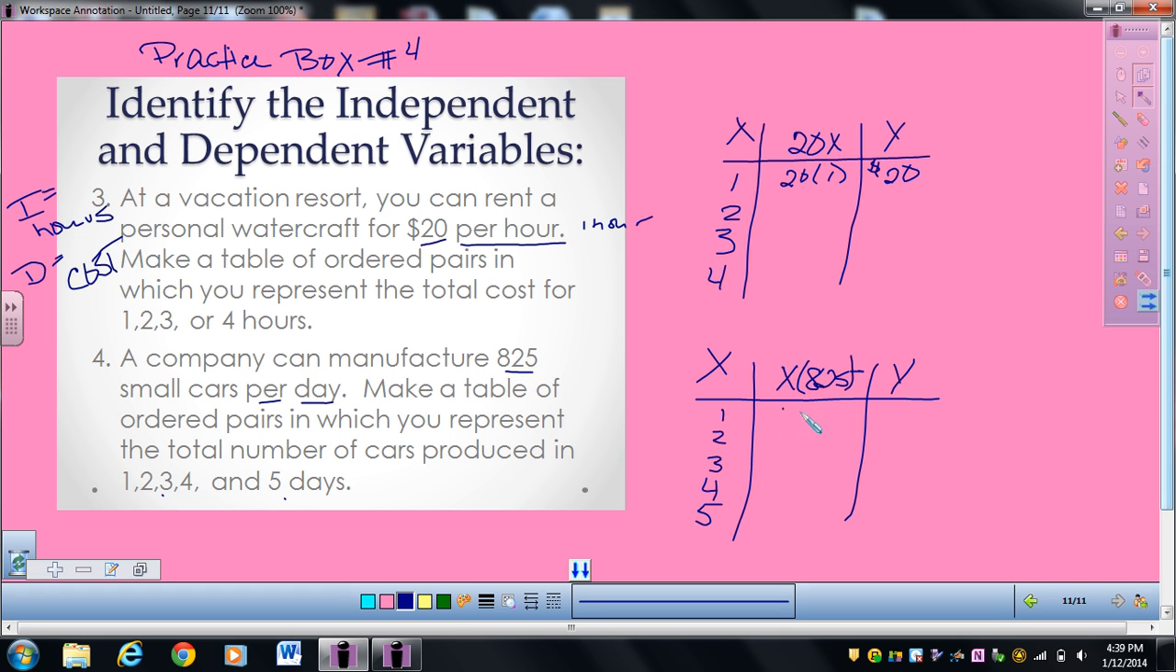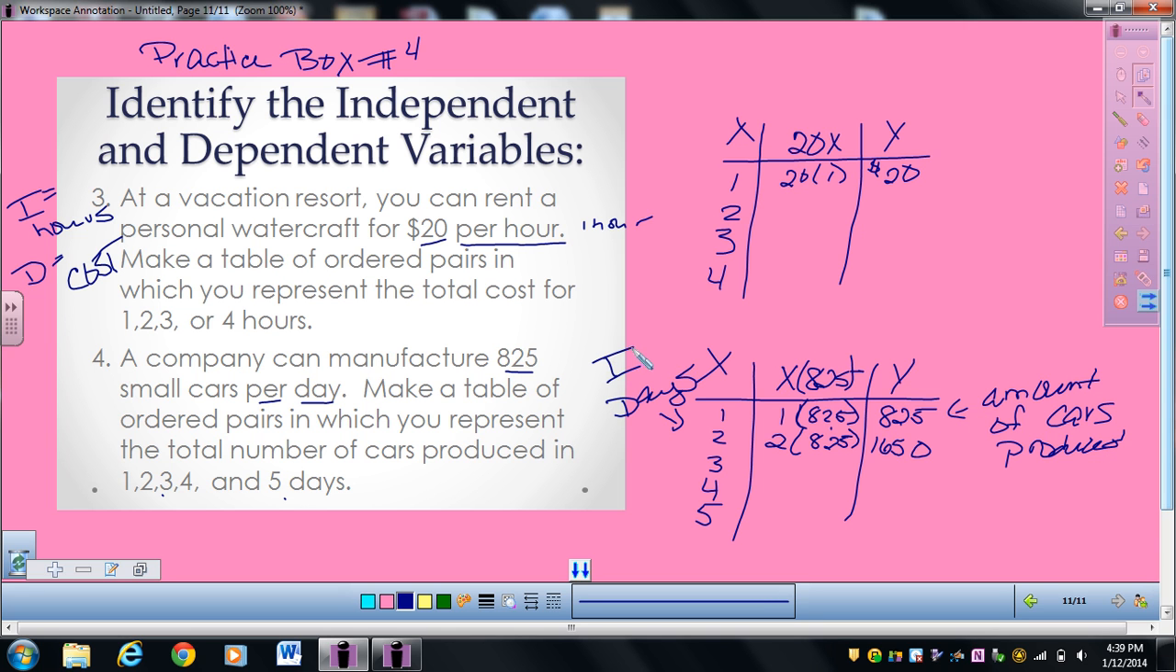So I'd have 1 times 825 would give me, for 1 day, 825 cars. If I did 2 days at 825 per day, I would have 1,650 cars for 2 days. And you would keep going. So your X values were the amount of days, and your Y values were the amount of cars produced. So this is your independent variable, and this is your dependent variable.